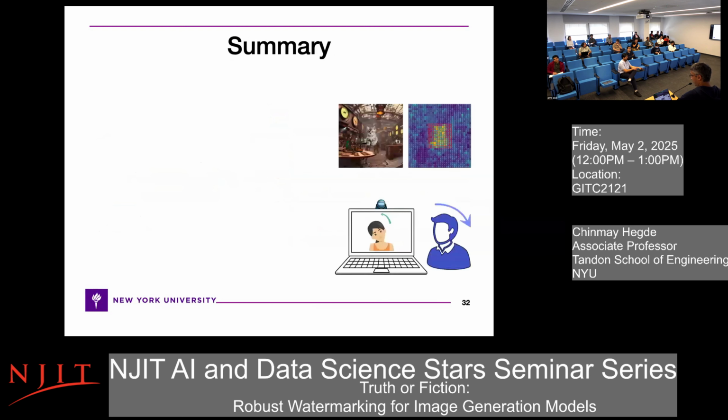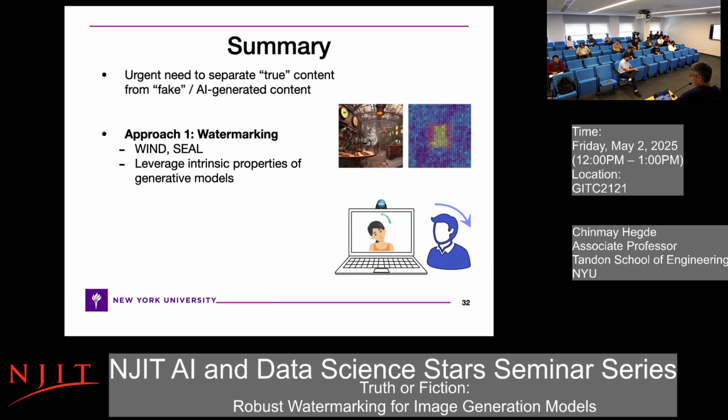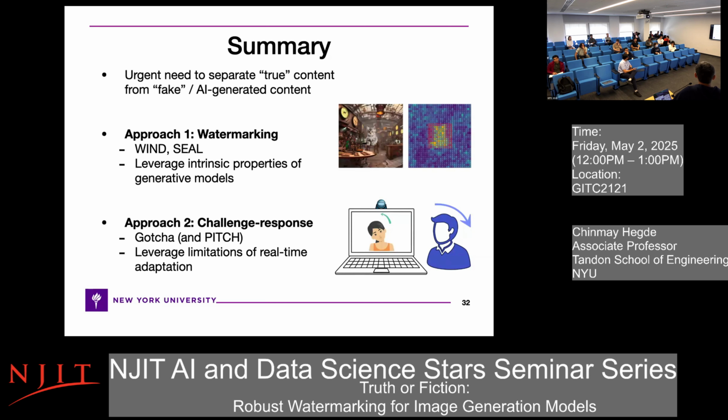Okay, I think I'll wind up. To summarize, there is an urgent need to separate true content from fake content. And I talked about a couple of different approaches to do this. Wind and Seal are watermarking approaches, and these leverage the intrinsic properties of diffusion models. But that's not the end of the story, and there are other kinds of challenges that arise, and our challenge response systems leverage the limitations of real-time adaptation. I'll stop here.